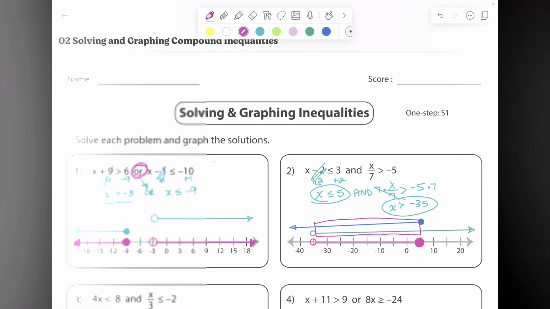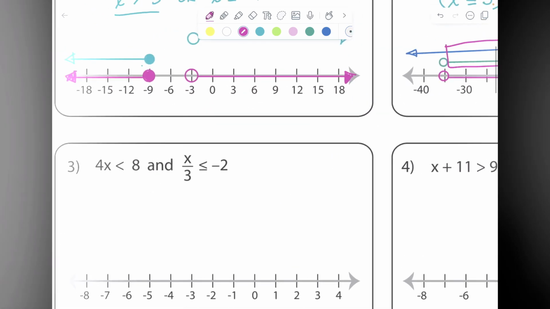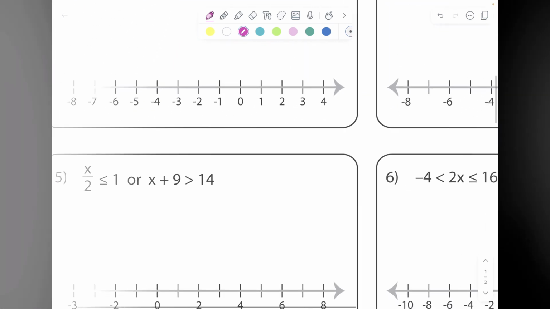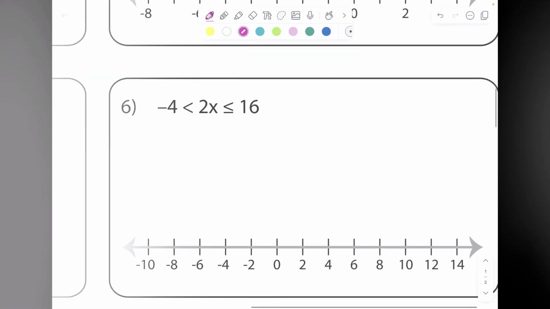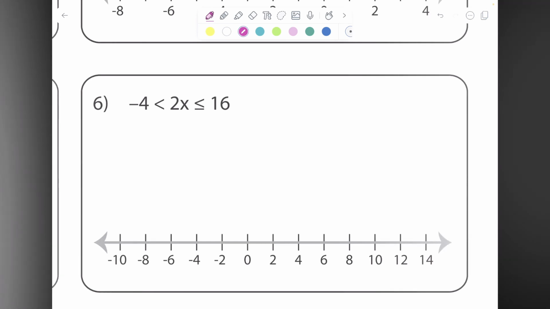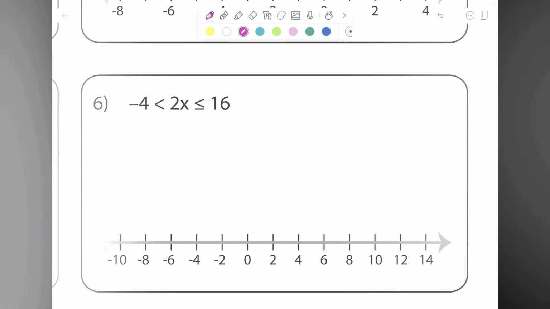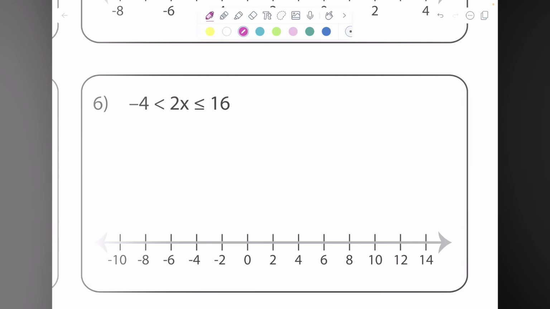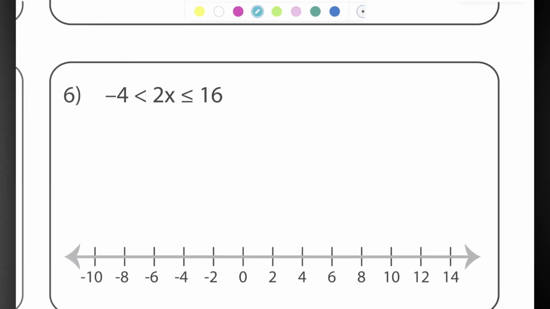Sometimes you're going to get a problem that is already stated in that 3-part inequality that I mentioned in the last video. Negative 4 is less than 2x, which is also less than or equal to 16. Now you can separate them into different statements if that makes it easier for you, or you can solve it as it is.